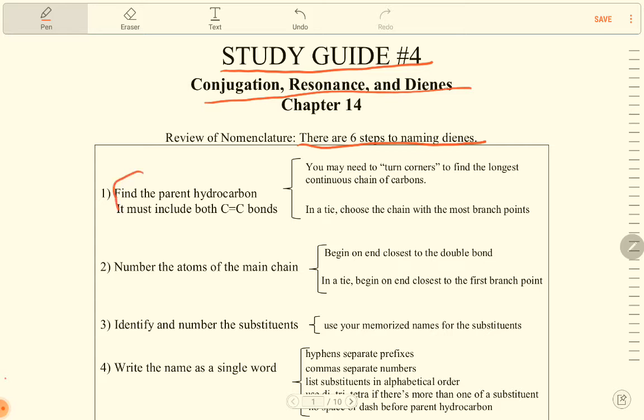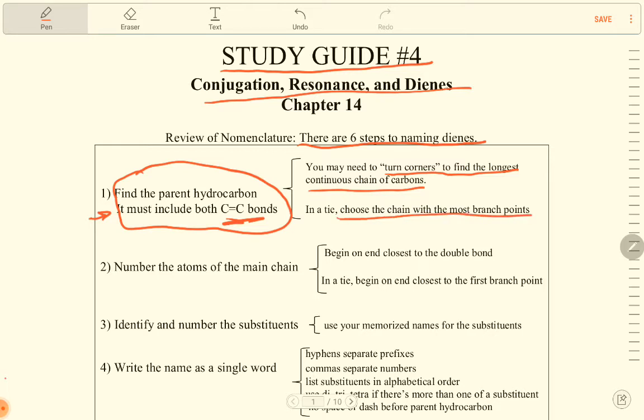First, as always, we need to find the parent hydrocarbon. But specifically, it should include both C double bond C. So you may need to turn corners to find the longest continuous carbon chain, and in a tie choose the chain with the most branch points. So that's the first step.